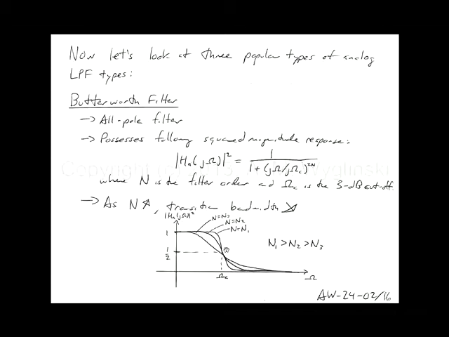And what you'll notice is that as you increase the filter order, your transition bandwidth narrows. Notice as you go from n equals n3, to n equals n2, to n equals n1, where n1 is larger than n2, larger than n3, we get a steeper and narrower transition band, but they all pass through the 3 dB bandwidth value, right? That's the halfway point between magnitude 1 and magnitude 0.